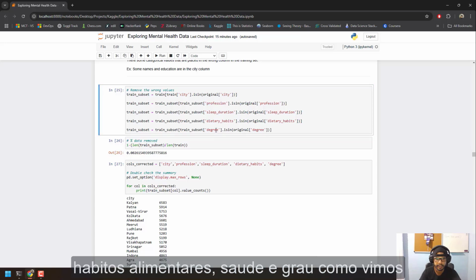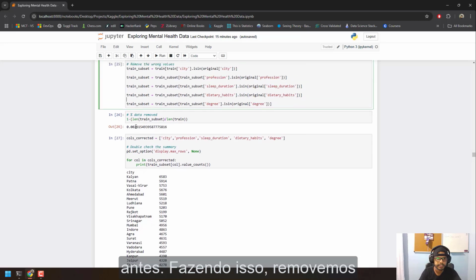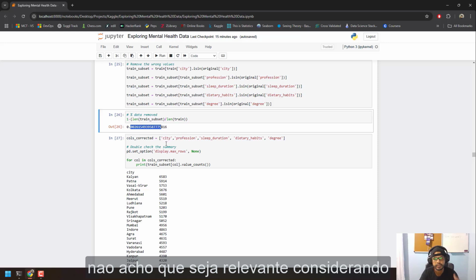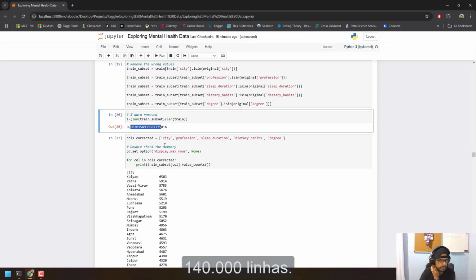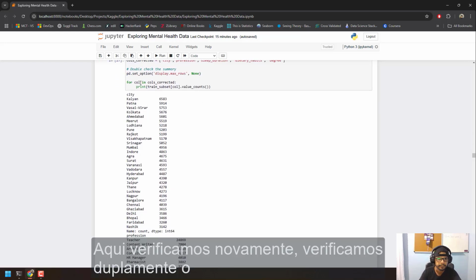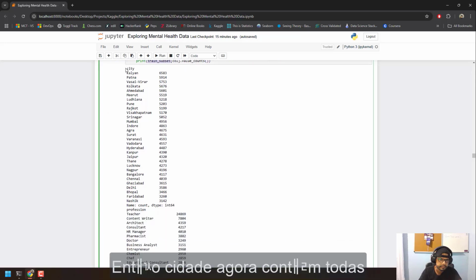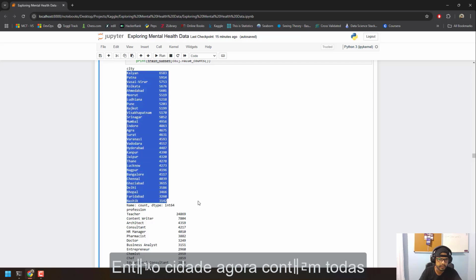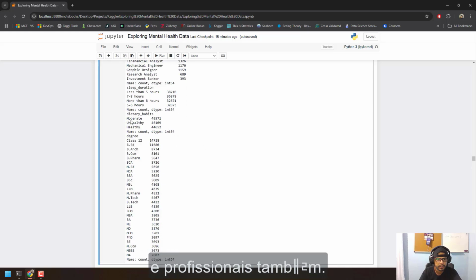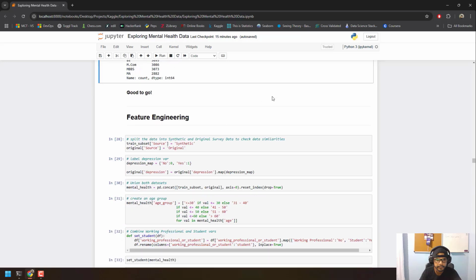Profession, sleep duration, dietary habits, and degree, as we saw before. Doing this, we just removed less than 1% of the data, so I don't think it's relevant considering that the data is over 140,000 rows. Here we double check the train. We created a train subset. So city now contains all of the cities, and profession as well, sleep duration, dietary habits, and degree.